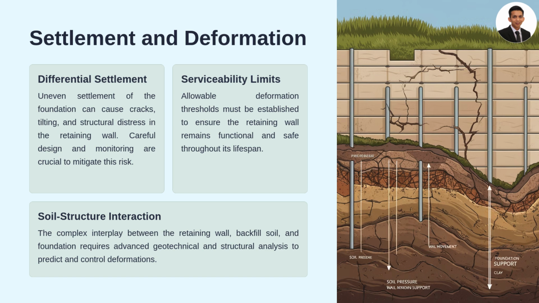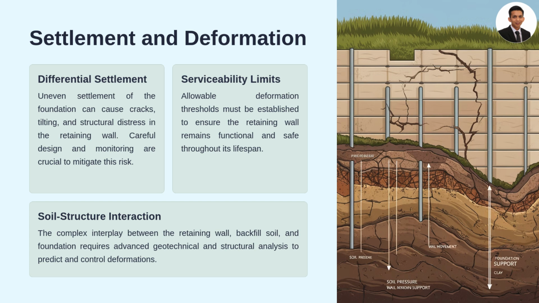Types of settlement. Number 1. Uniform settlement. Occurs evenly across the foundation and is generally manageable. Number 2. Differential settlement. Uneven settlement leads to cracks, tilting, or structural failure. Deformation. Horizontal deformation can occur due to lateral earth pressures exceeding the design limits or inadequate reinforcement.